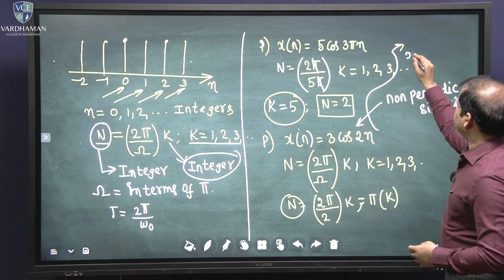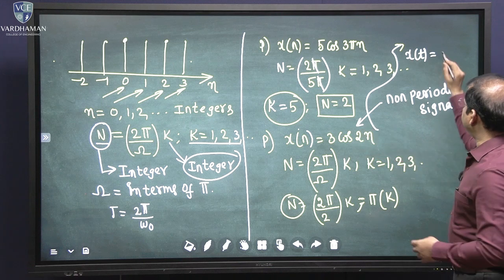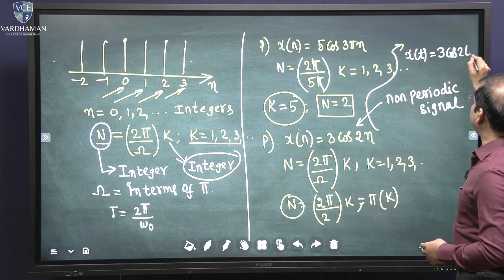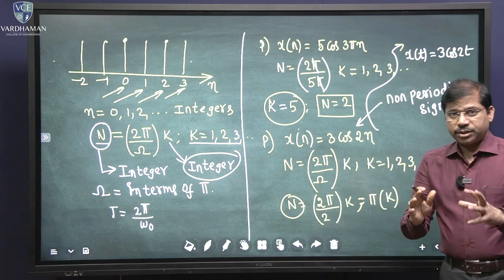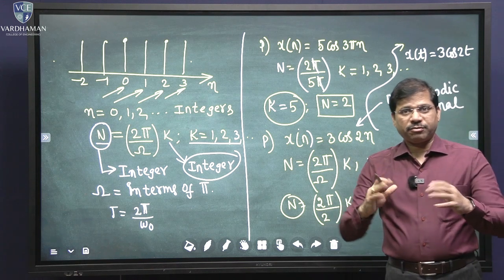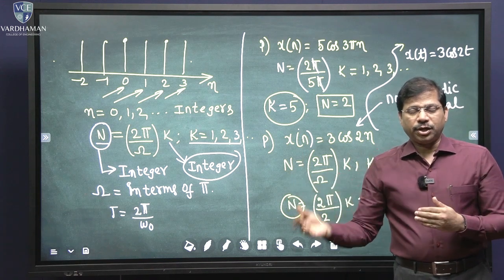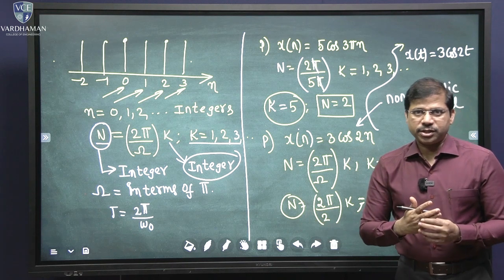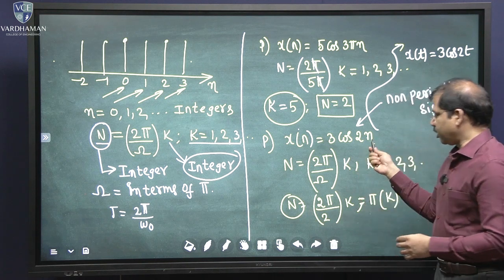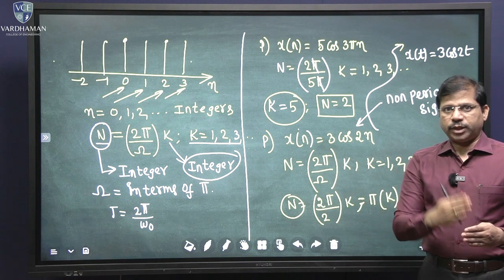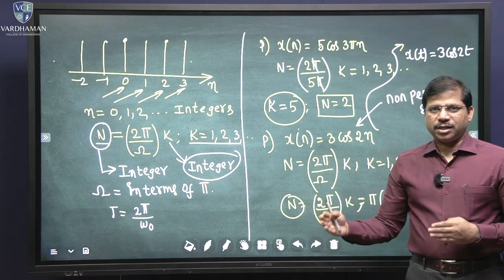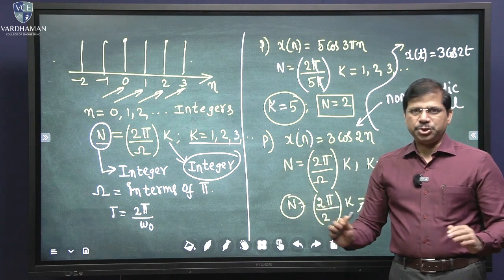On the other hand, x of t equals 3 cos 2t. Okay, I replaced n with t, but let me put it this way. That's not the way of converting a discrete signal to a continuous signal and a continuous signal to a discrete signal. You cannot just replace the small n with small t. You need to follow the sampling theorem to convert a continuous time domain signal to a discrete time domain signal, which we will see in due course of time.